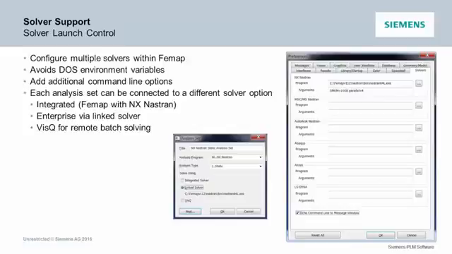You can now tell it where your ANSYS solver is. You can tell it where your Autodesk Nastran or DYNA is, and you have additional command line arguments if you need to feed something in from memory or whatever you do. So then when you hit Analyze with Femap, it'll go out, find that solver, launch that, run your job.